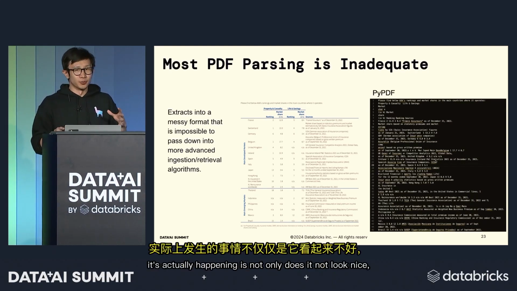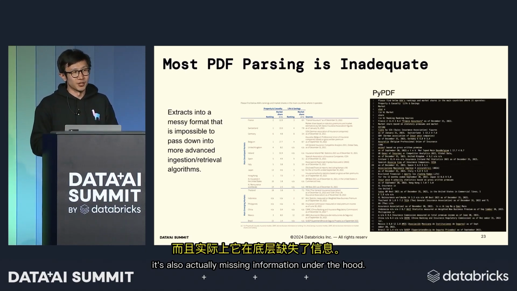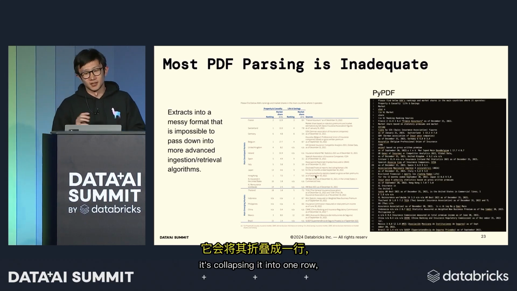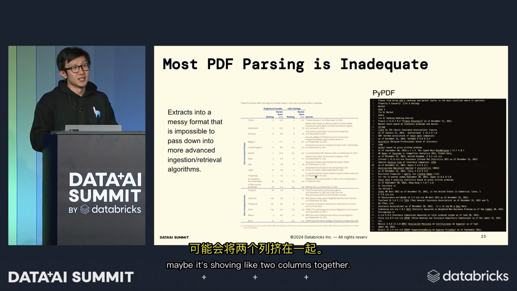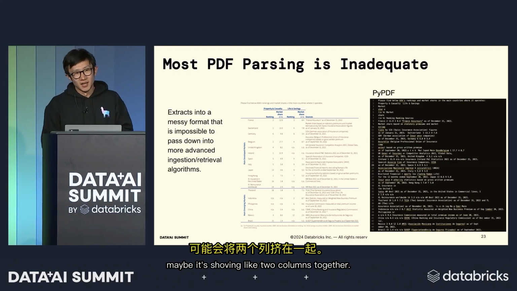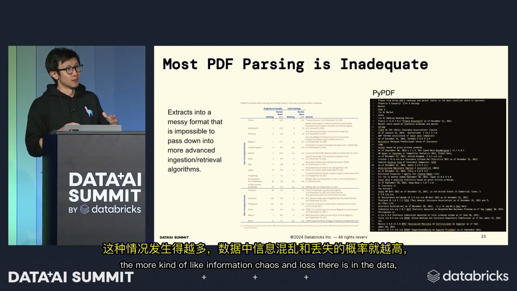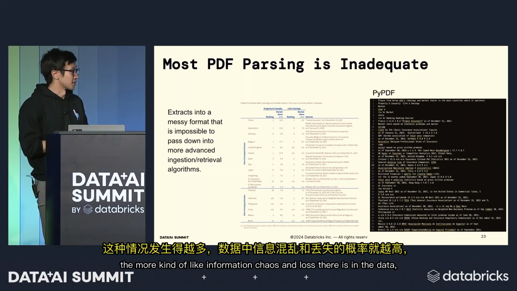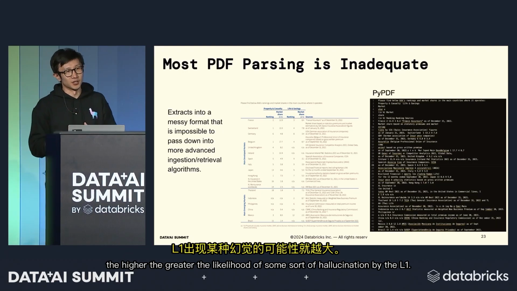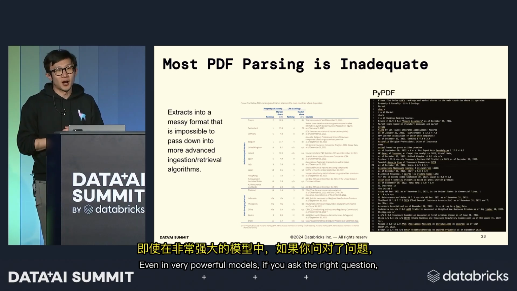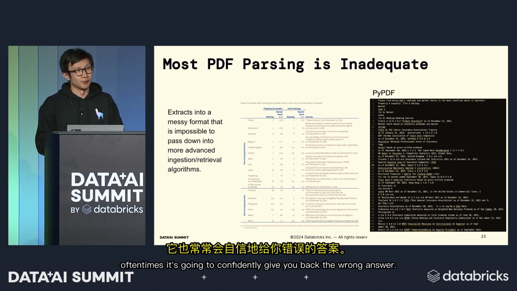But beyond that, not only does it not look nice, it's also actually missing information under the hood. For instance, sometimes if there's a missing value in the table, it's collapsing it into one row. Maybe it's shoving two columns together. What ends up happening, one thing we've observed, is that the more this happens, the more information chaos and loss there is in the data, the greater the likelihood of some sort of hallucination by the LLM. Even in very powerful models, if you ask the right question, oftentimes it's going to confidently give you back the wrong answer.